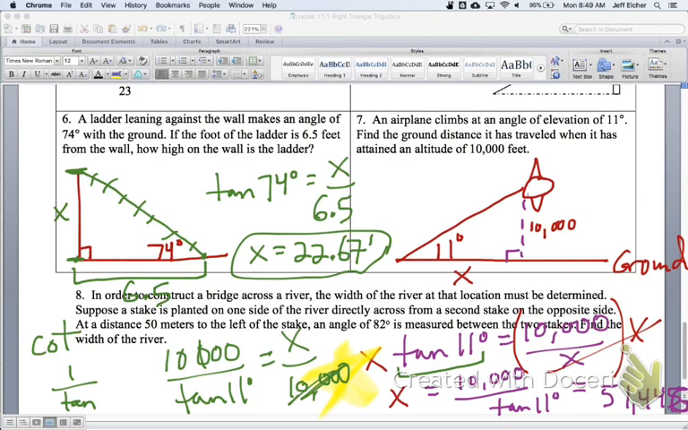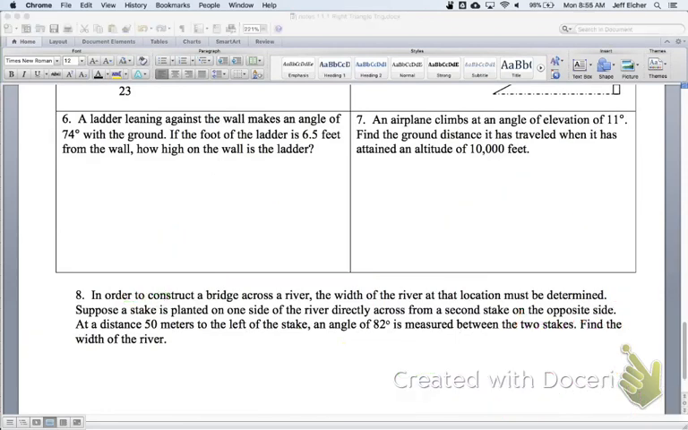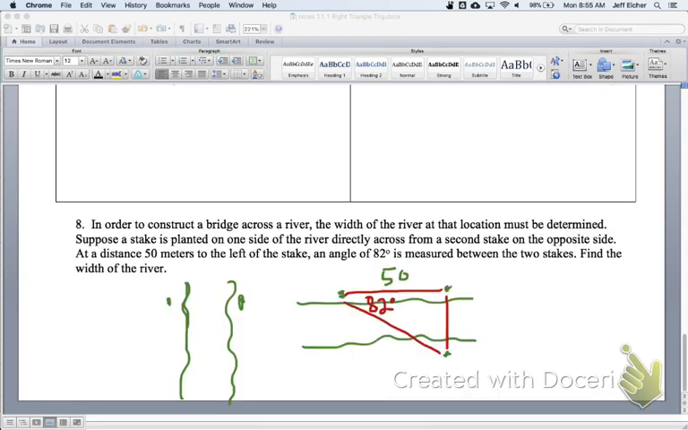Lastly, number 8, pause this video, see if you could figure out what the diagram might look like. When I started to try to draw this, I tried having a river. Here's the river. I tried having a north-south river, but then I read this statement, 50 meters to the left of the stake, like over here, and I got confused, so I thought, oh, maybe I should rotate my river. So now the river is here going east-west.